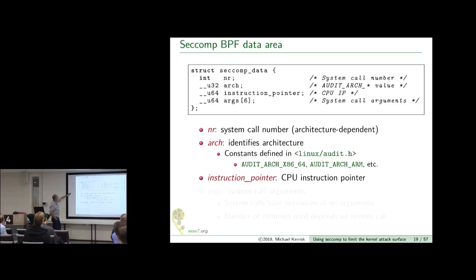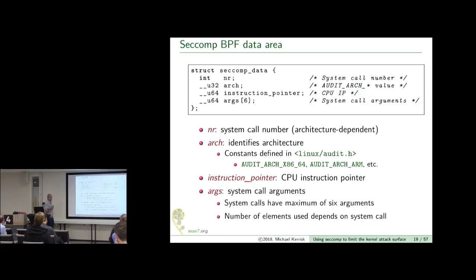Then another piece of information we get inside this structure is the instruction pointer. Now this is the instruction pointer in the real program that is being filtered. So it's telling us from where this system call is being made. And then we get the arguments of the system call themselves. We have 64-bit arguments, because arguments can be up to 64 bits on some architectures, and there are up to 6 arguments, because on Linux the maximum number of arguments that a system call can have is 6.